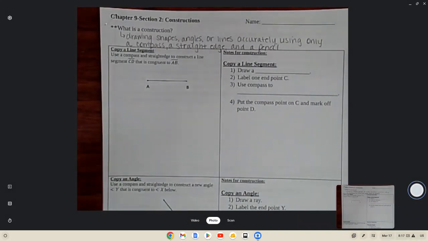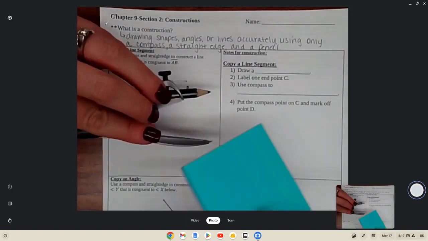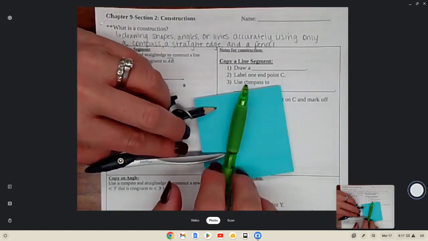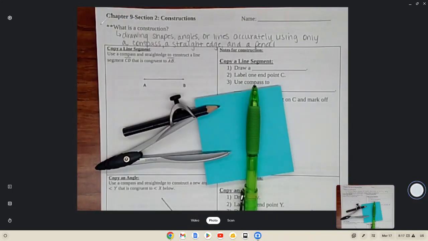I use Post-its for my straight edge, something that you can just draw a straight line. If you want to use another piece of paper, if you have a folder, like maybe the side of your calculator, something that will allow you to draw a straight line. You'll see me use Post-its. So compass, Post-its for me, straight edge, and pencil. That's all you need.